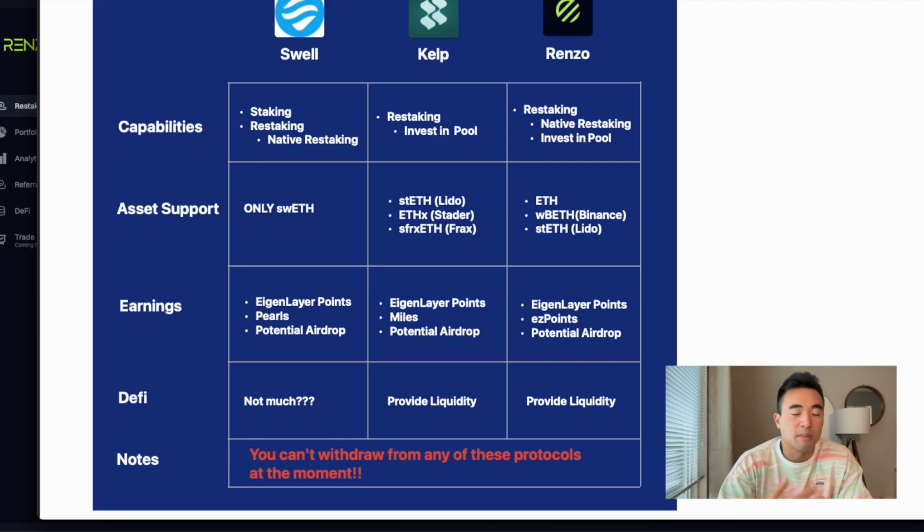Additional risks, as mentioned, these are smart contracts. If someone attacks the underlying ETH smart contract, your funds are at risk, whether you're in Kelp, whether you're in Renzo, whether you're in Swell, whether you're in one of the other protocols that we haven't covered today. So you should be aware of that. There's smart contract risk, which means your funds are at risk for anyone that is building the smart contract.